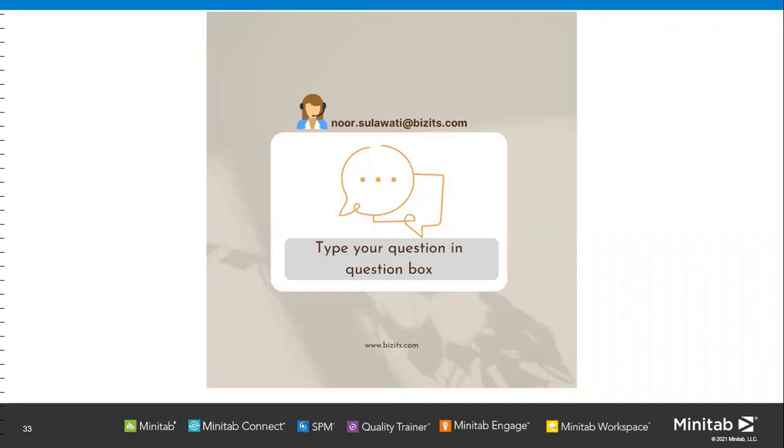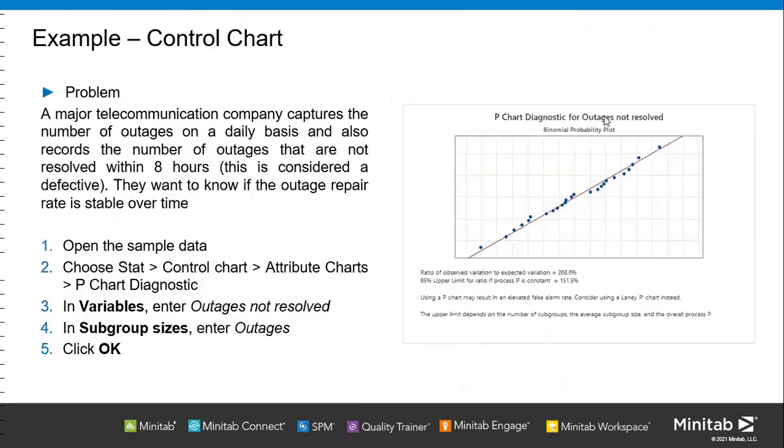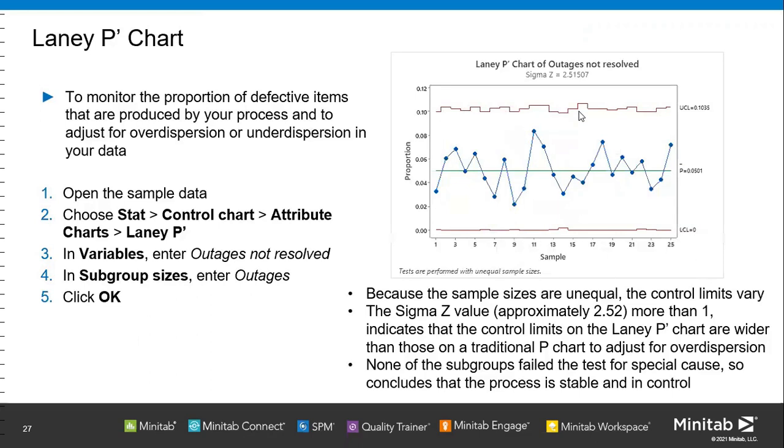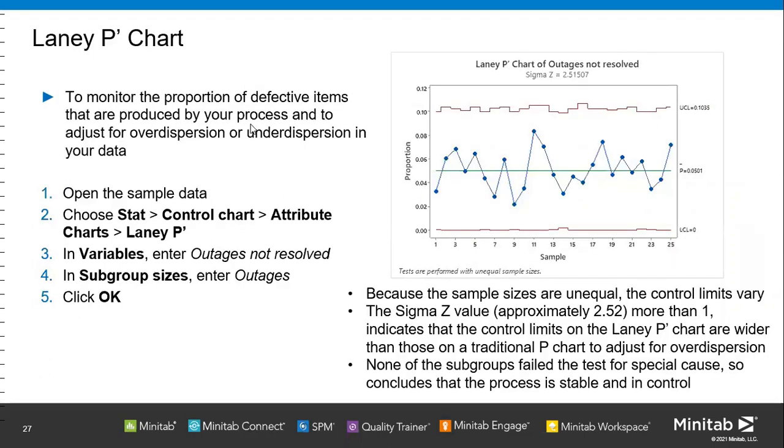Okay, we have a good question. Why did we not use the P chart directly, and instead need to use a different P chart? For this case, we have other terms called overdispersion and underdispersion. This might affect your control limit. So that's why we need to check the P chart diagnostics first before going further, to decide which one to use, the Laney P prime or the normal P chart. So overdispersion and underdispersion may affect this control limit.